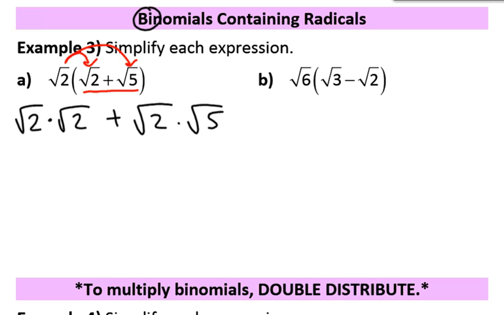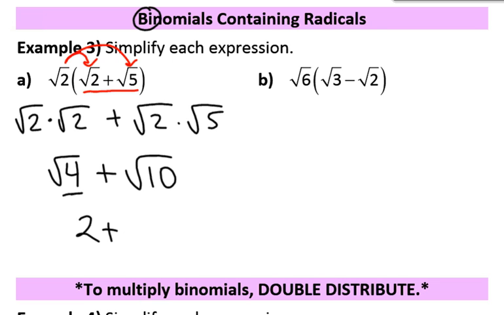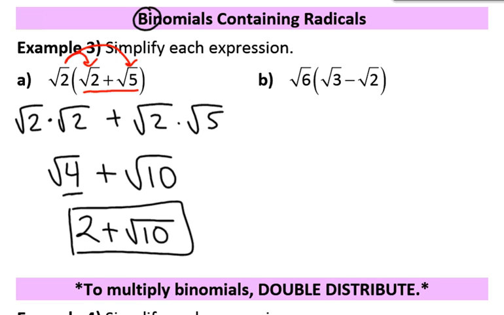Then you can simplify. When you multiply, you can multiply unlike radicals. Square root of 2 times square root of 2 would be square root of 4. Square root of 2 times square root of 5 would be root 10. Now those are not alike, so we cannot add those. But you do want to simplify because the square root of 4 is just 2. Square root of 10 does not simplify, so this would be 2 plus the square root of 10.